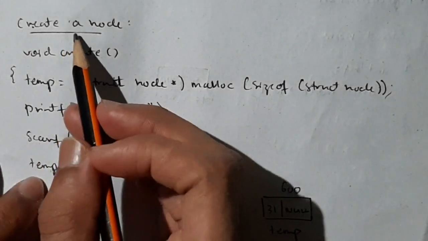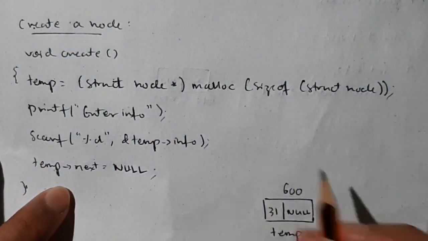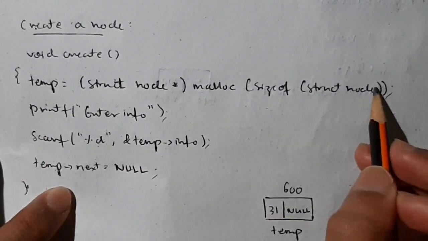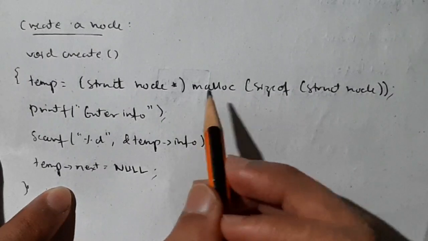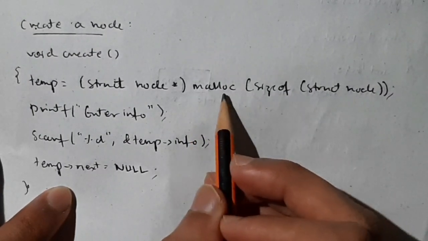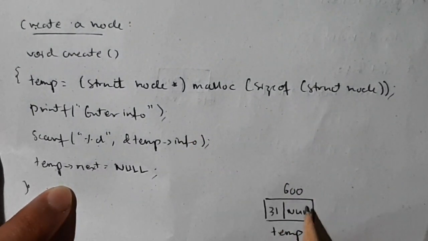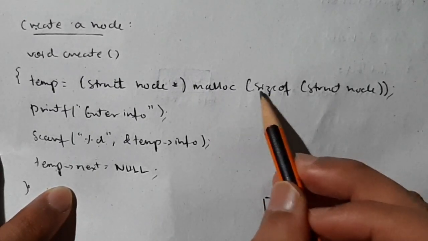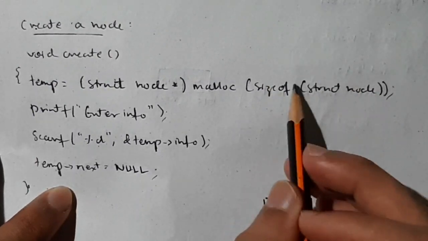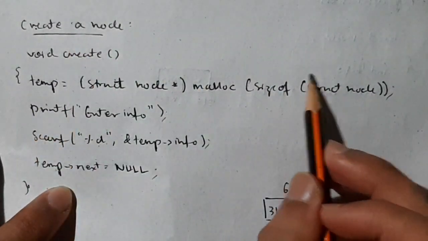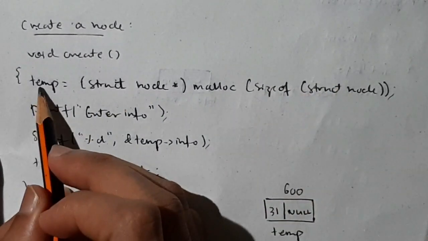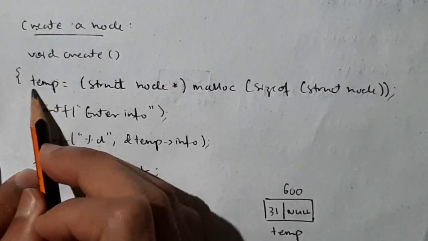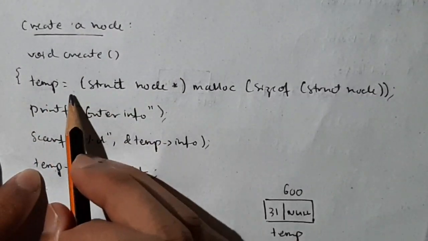See here, in create node what you will do is create a node. How will you do that? First you will write temp is equal to malloc size of struct node. What is happening is, as I have told earlier, malloc means it will allocate the memory for a node. How much memory is to be allocated is determined by size of struct node. That struct node has some size, right? That much memory will be allocated, and that will be named temp, meaning that memory location will be pointed to by temp. So this is the format you have to write.